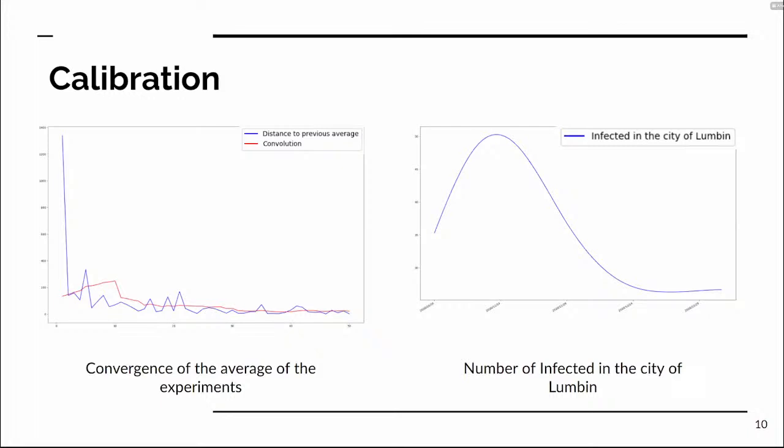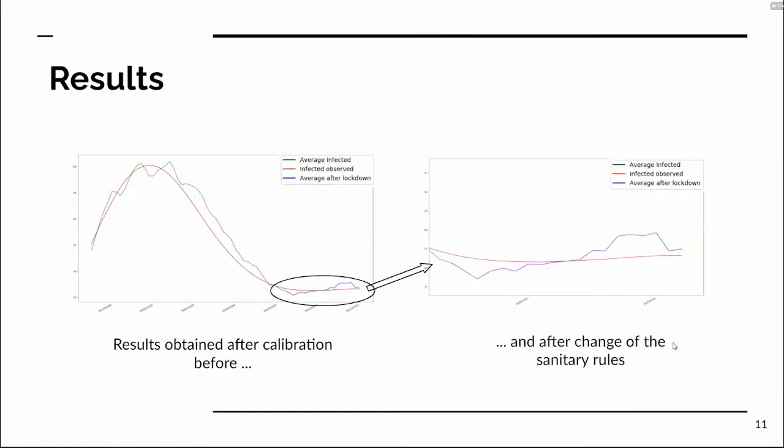that's the next point. So here, for example, we have the number of infected in Lambin during the second lockdown. And at this date, this is the end of the lockdown, and we see that the number of people becomes stable. We can expect that if we had continued the lockdown, the number of people would decrease. So here are the first results that I have.